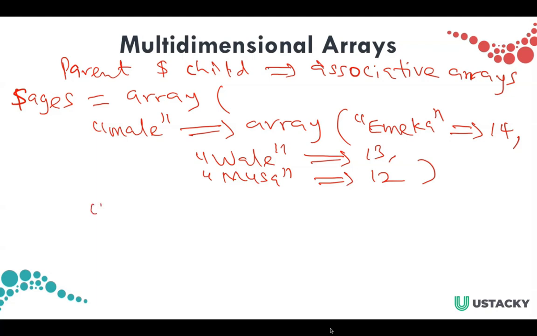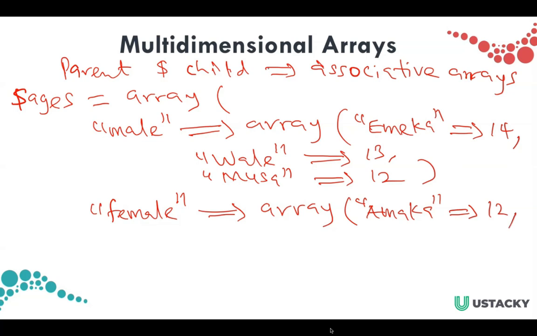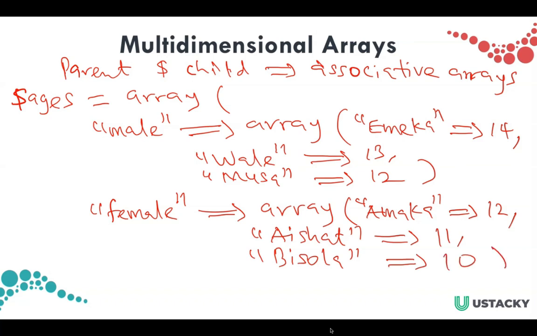And the second key is female, which has a value which is also an associative array. So you have your key, you have Amaka, she is 12 years old. We have Aisha, she's 11 years old. And we also have Bisola, she is 10 years old. And you close this array here. So this associative array has values that are also associative arrays.